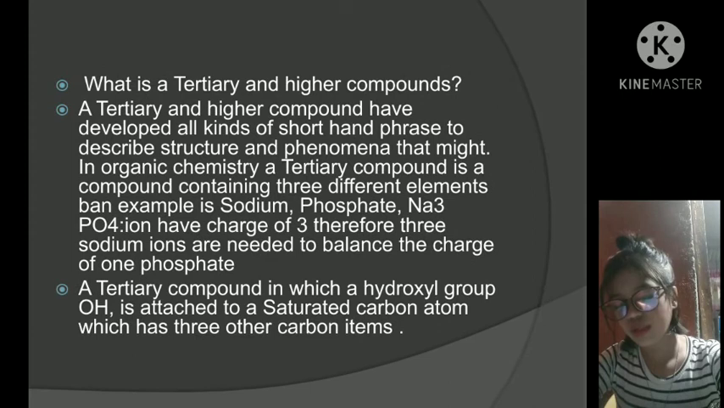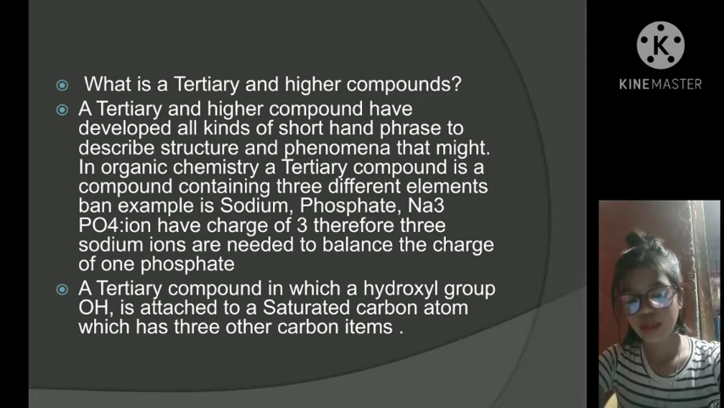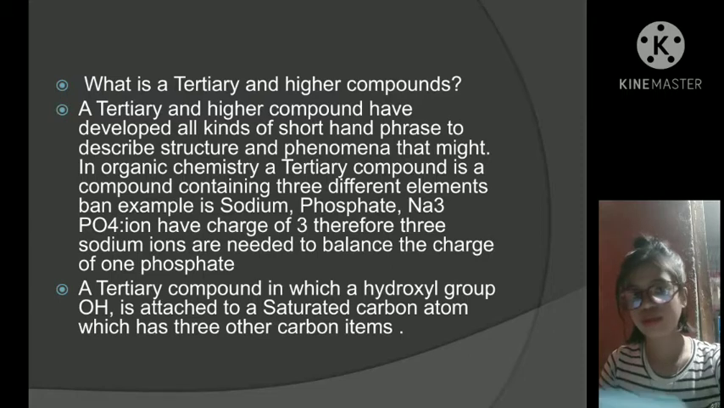What are tertiary and higher compounds? Tertiary and higher compounds develop all kinds of shorthand phrases to describe structures and phenomena that might occur in organic chemistry. A tertiary compound is one containing three different elements. Examples are sodium phosphate, Na3PO4. Another is a tertiary compound in which a hydroxy group, OH, is attached to a saturated carbon atom which has three other carbon atoms.